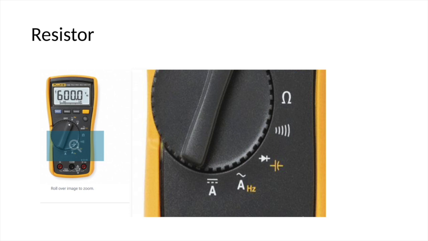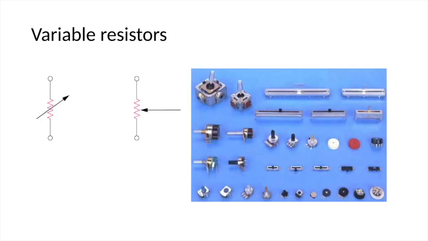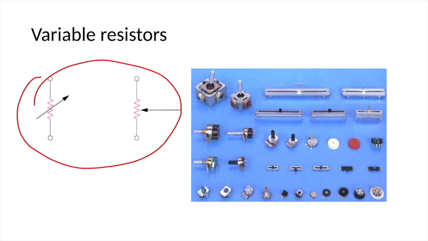Of course, our multimeter can measure the resistance directly. And there are also variable resistors, which means that the resistance can be adjusted, and they are labeled with two types of labels in our circuit.